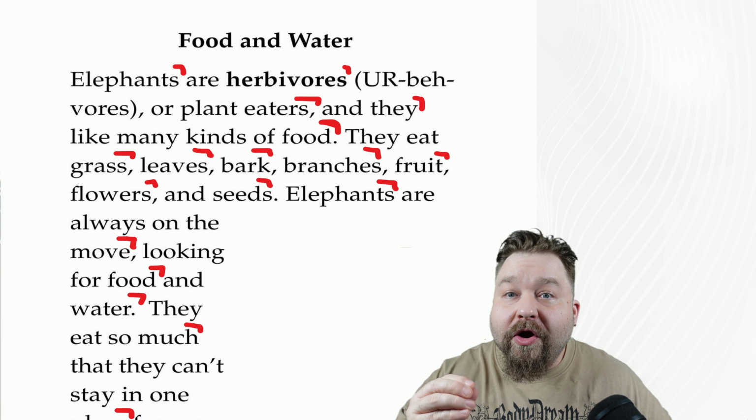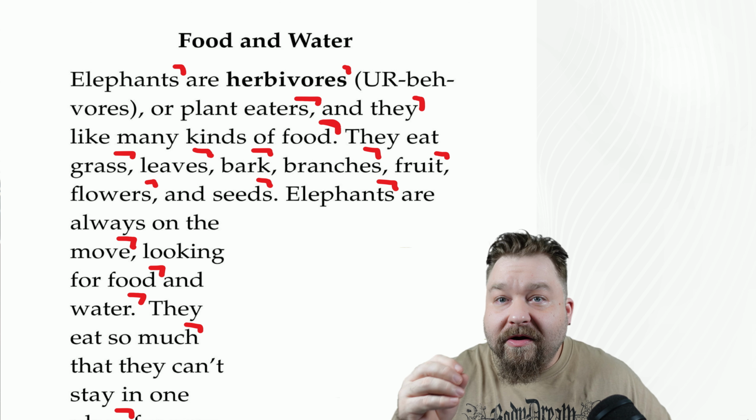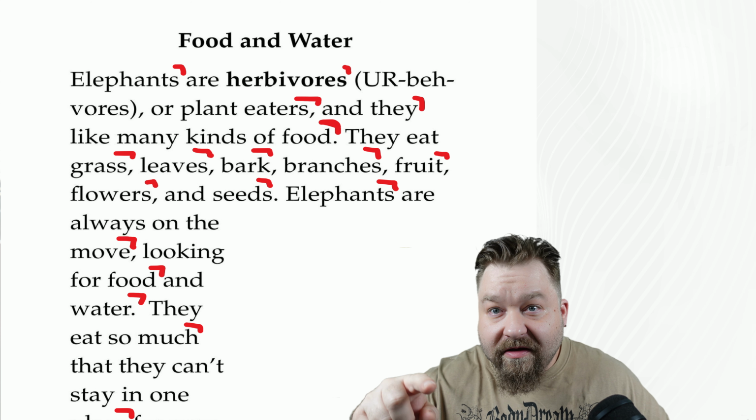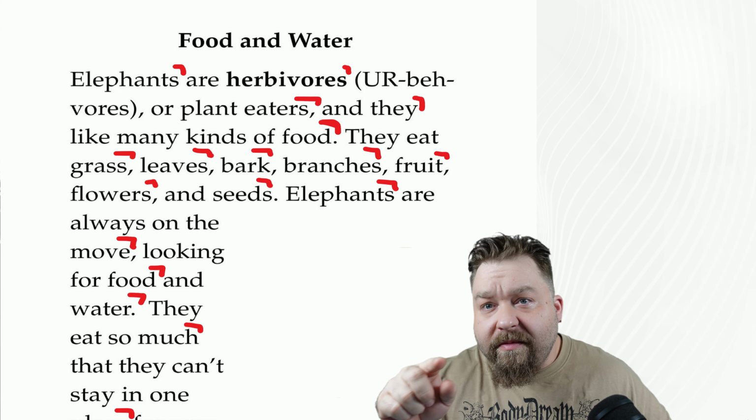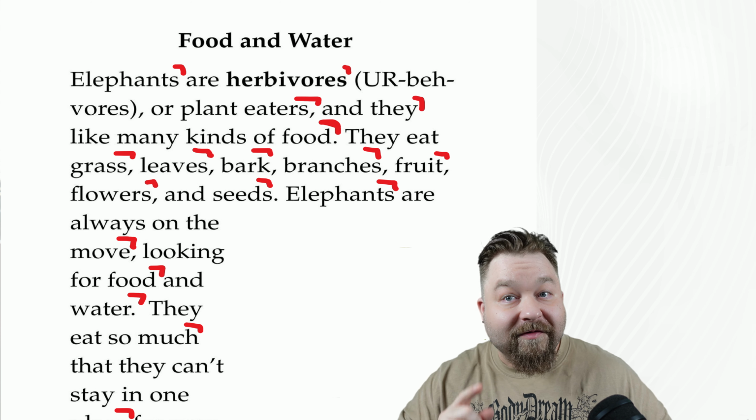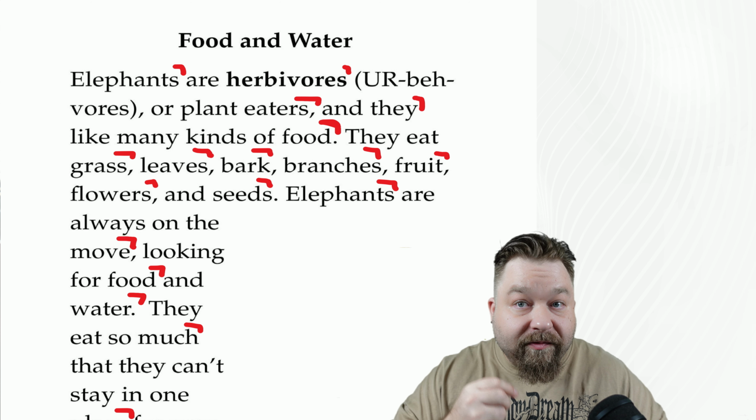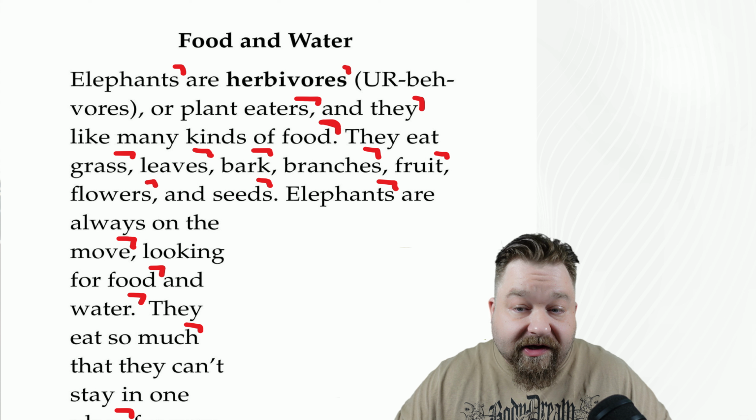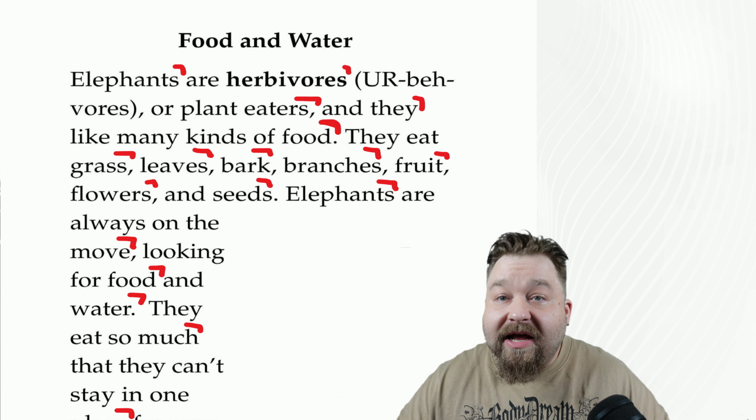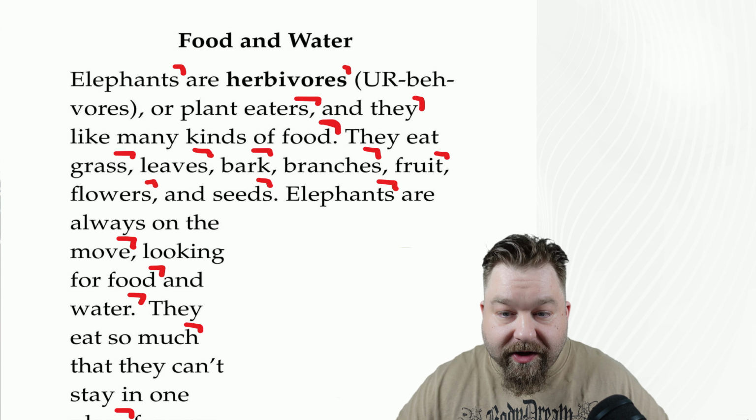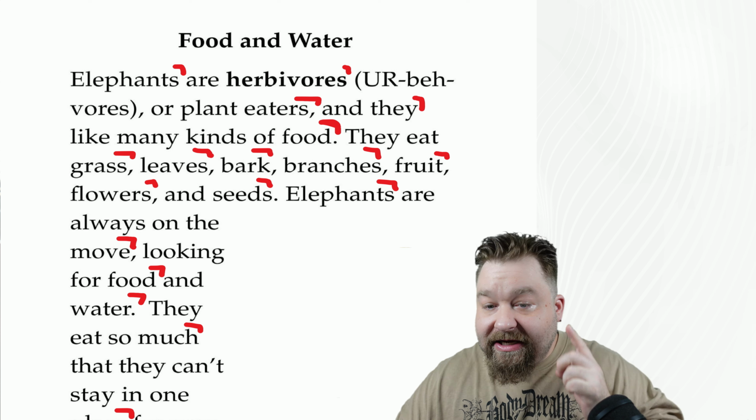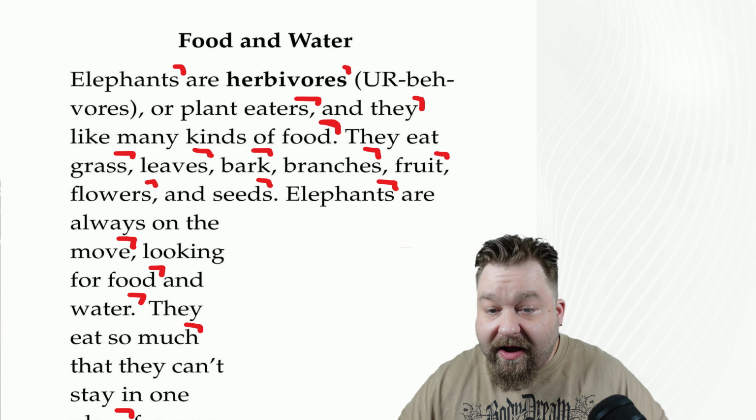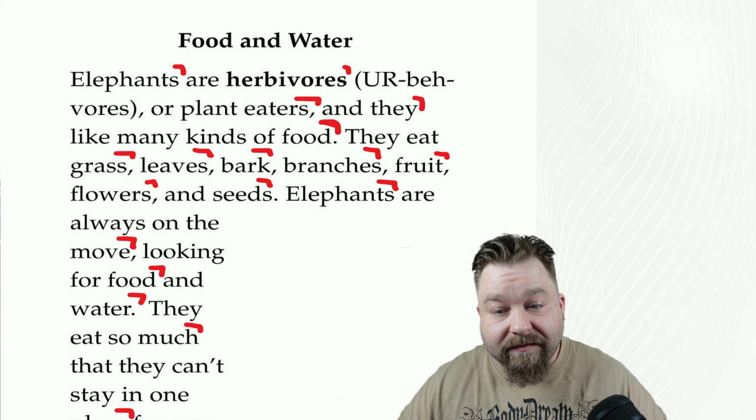But first, herbivores. Herbivores. Three sounds. We've got it. Let's practice that one again. Elephants are herbivores or plant eaters, and they like many kinds of food. There we go. They eat grass, leaves, bark, branches, fruit, flowers, and seeds.